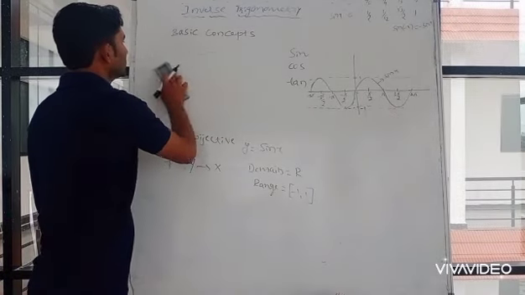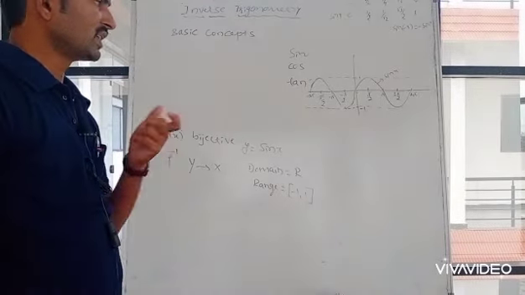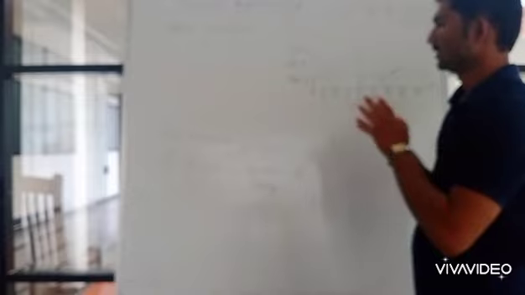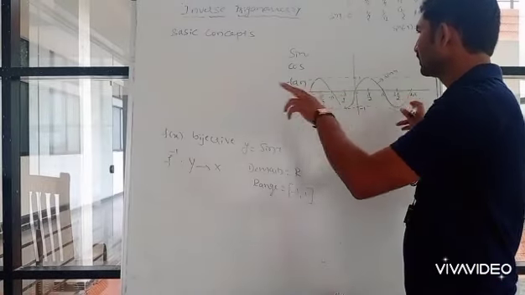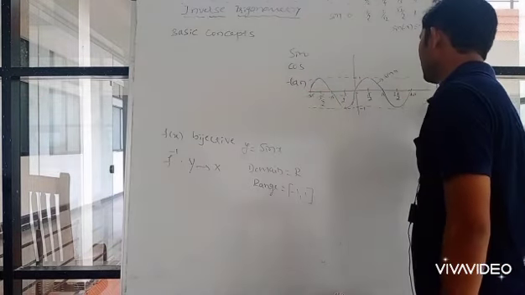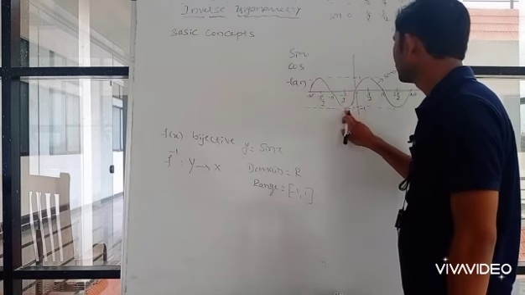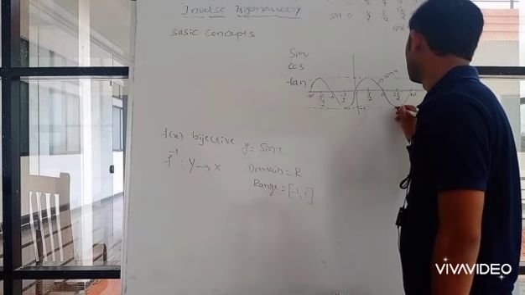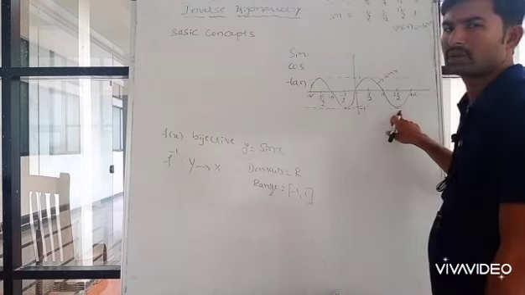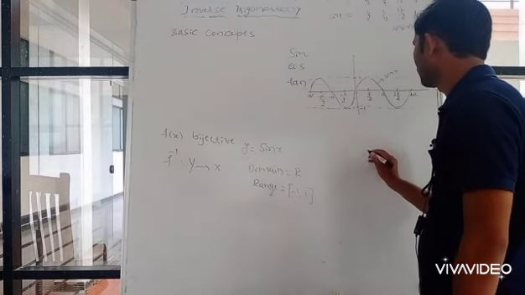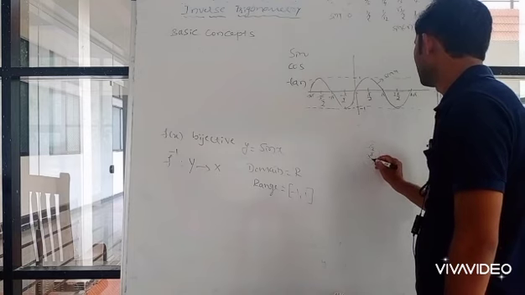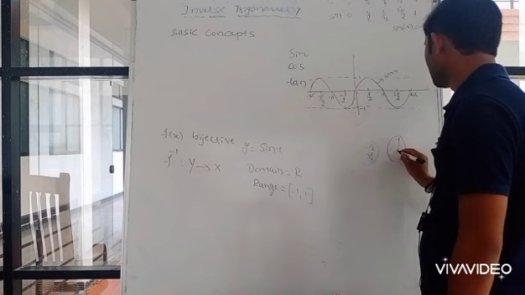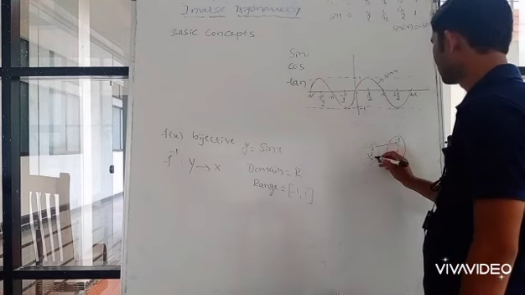Next, if you restrict the range here, then only the function sine x will be both 1-1 and onto. Otherwise the function will not be 1-1 and onto. Suppose you consider the whole line on the x axis: for minus π/2 the value will be minus 1, and if you consider 3π/2, the value is also minus 1. So for minus π/2 and 3π/2 the value is minus 1, and there are many values in between 0 and 1.